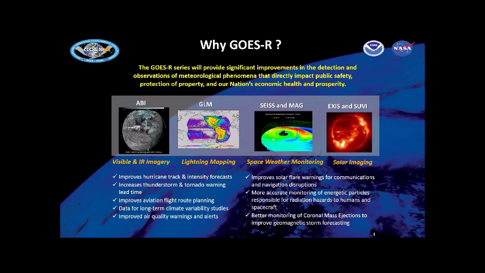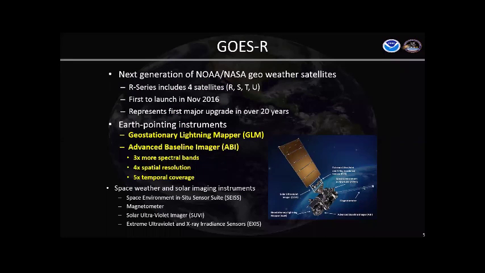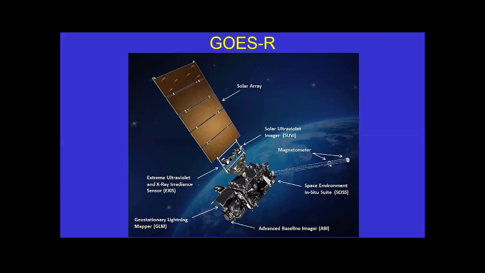So I'll go to the next slide. Here's some more of the technical stuff. But if you look down in here, the ABI. This is what Tim is talking about. This is what you need to remember: 3, 4, 5. There are 3 times more spectral bands, 4 times the spatial resolution, and 5 times the temporal coverage. And you can read the rest of what's going on there.